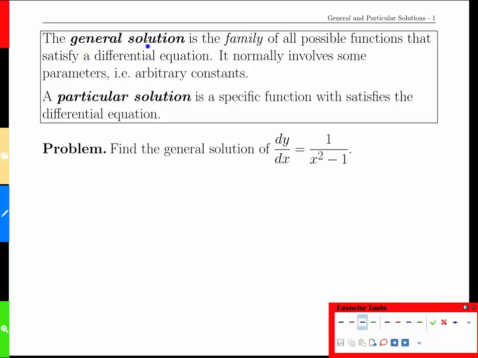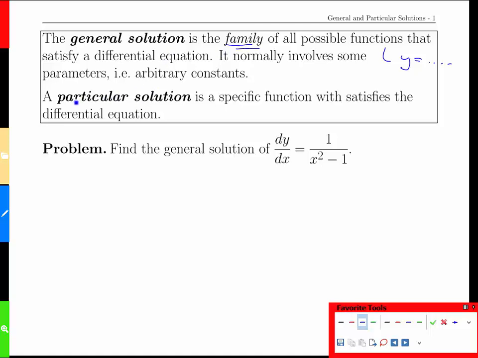We're going to formalize some terminology here. When we are given a differential equation, such as the one here, the general solution is a family of all possible functions. So that was our y equals scenario. But it'll have some constants that are undetermined in it usually. We'll see how that plays out through examples.